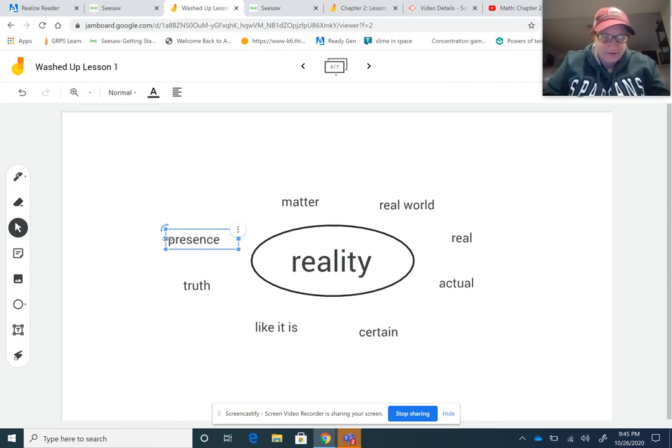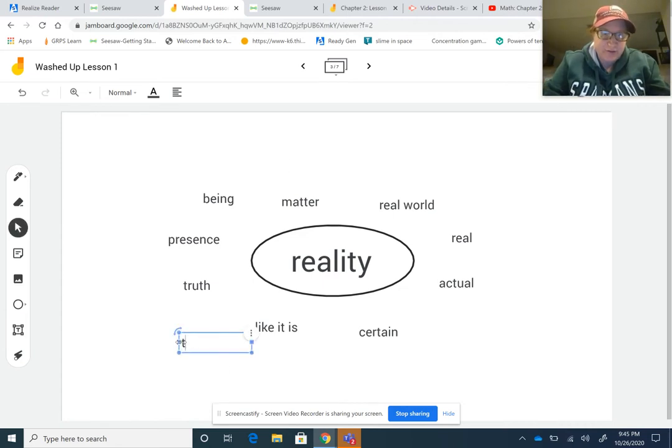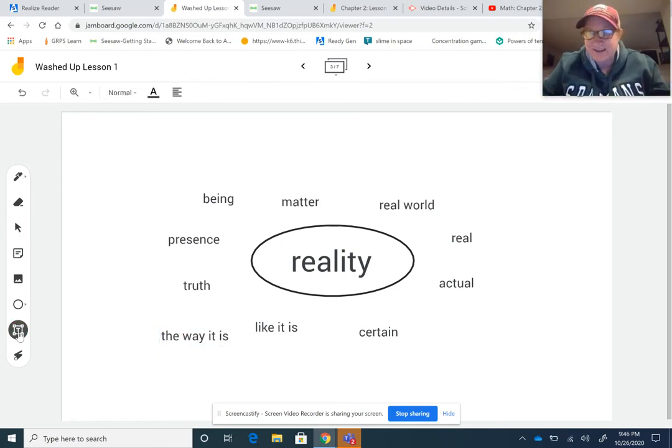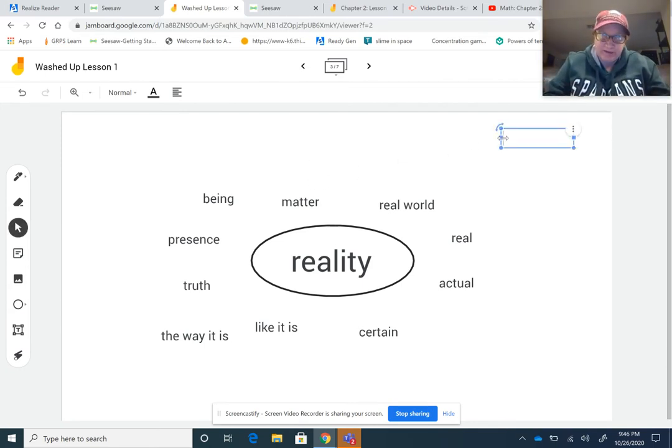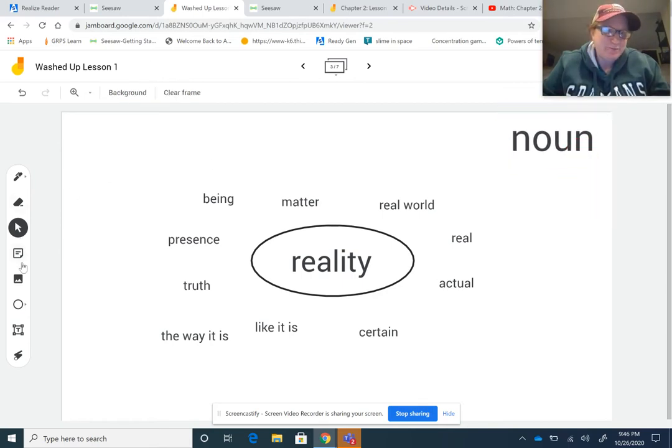So, being, we can put being, and then I also have the way it is. The way it is. There we go. Like it is, the way it is. All right, and what kind of word is this? It's kind of an idea here. So do you remember what type of word an idea is? It is a noun. Remember, nouns are person, people, places, things, or ideas. And I'm going to put idea right underneath of it so we don't forget.